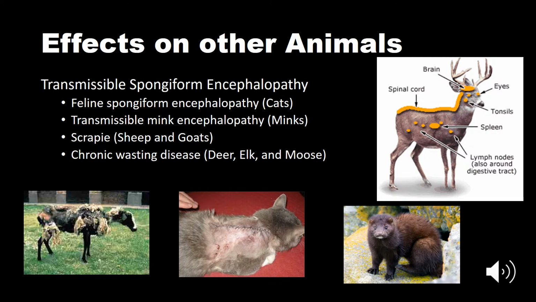So it also affects other animals, but when it's in the case of other animals, we're going to call it different diseases. So for example, the feline spongiform encephalopathy is going to affect cats. Then you've got the transmissible mink encephalopathy that's going to affect minks. Scrapie is going to be the same type of disease, but in sheep and goats. And for the deer, elk, and moose, that one is going to be called chronic wasting disease.